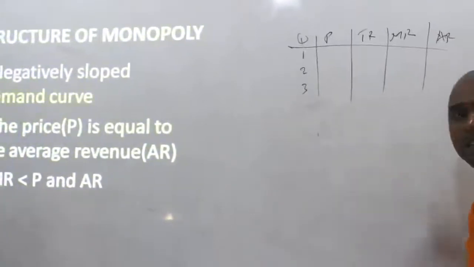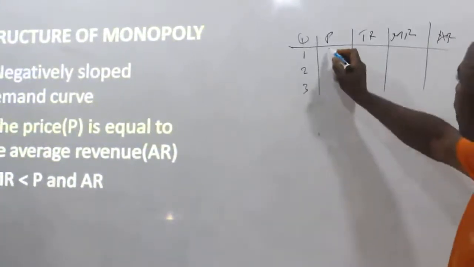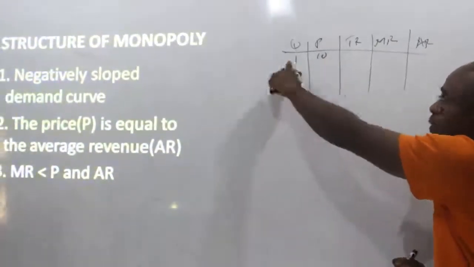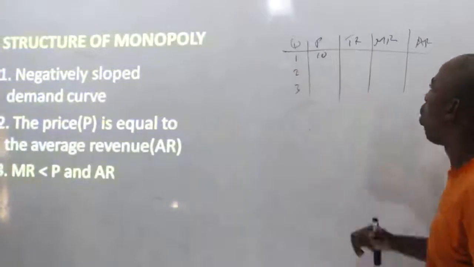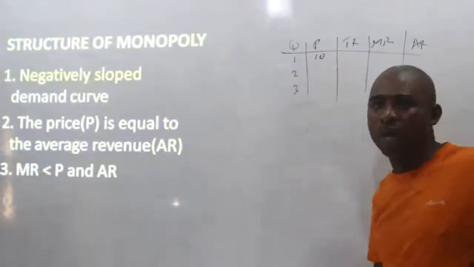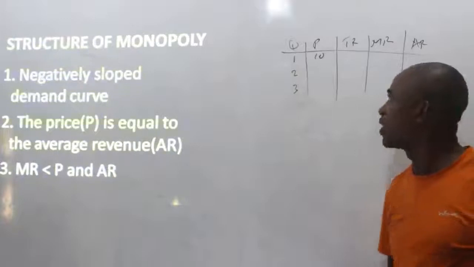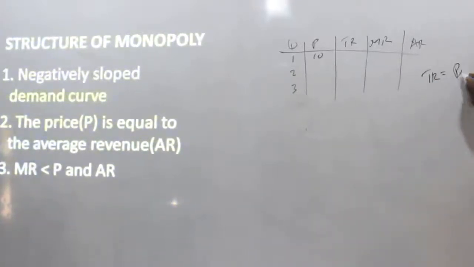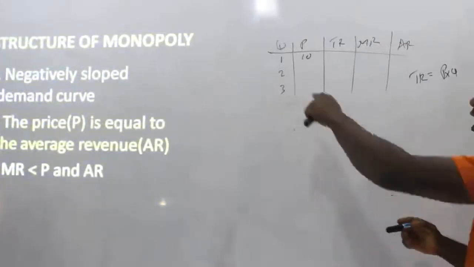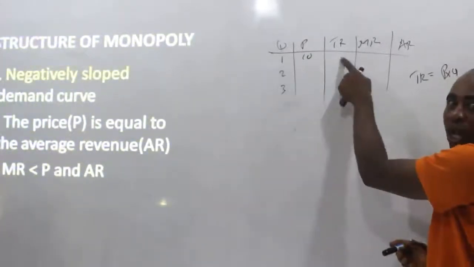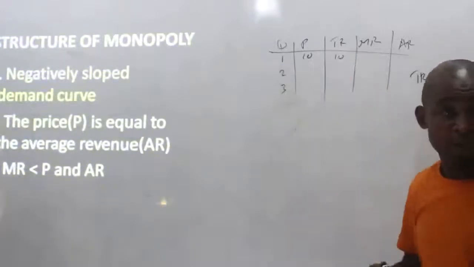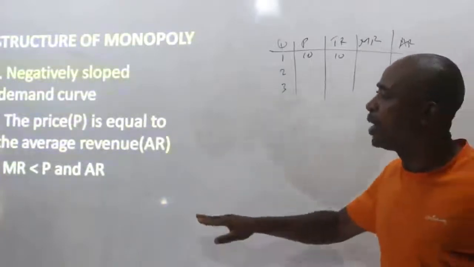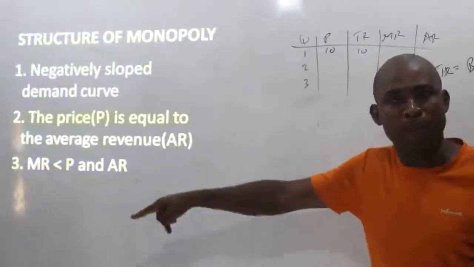Now, take for example that the first price is 10. Now, if the first price is 10 here, and for the first unit, which is 1, what will be the total revenue? Like I taught you in our first lesson, the total revenue is equal to the price times quantity. So this is the price, this is the quantity. What will be our total revenue here? 10. You see?